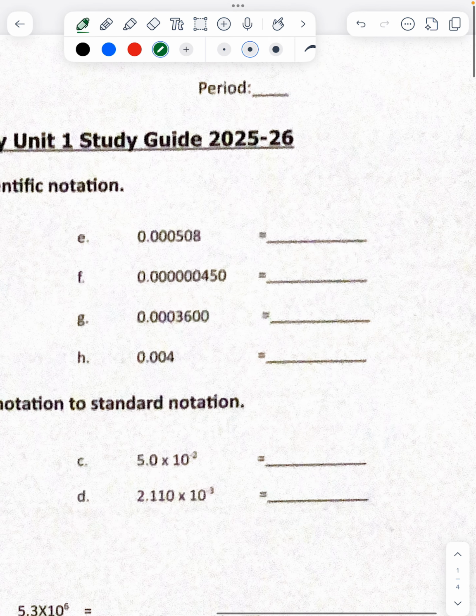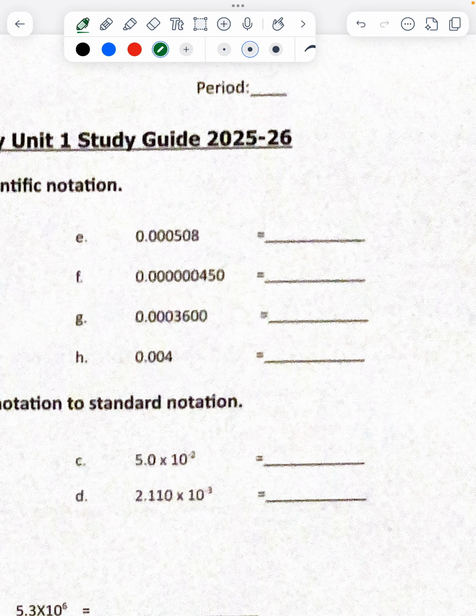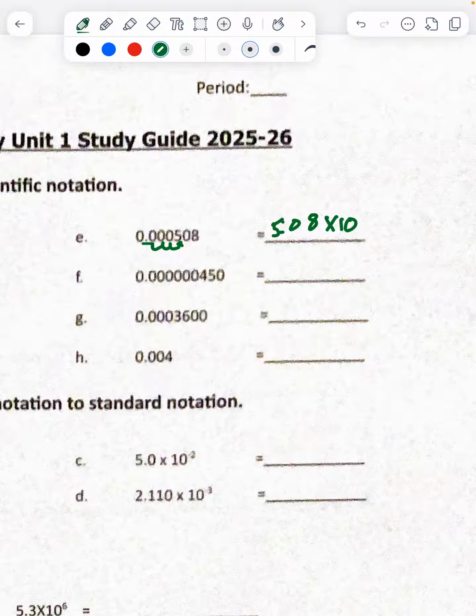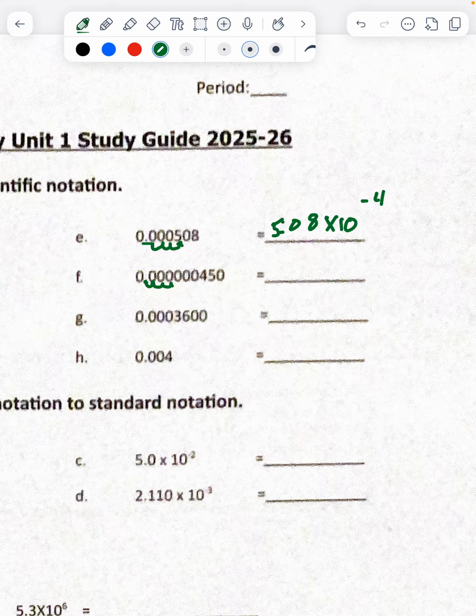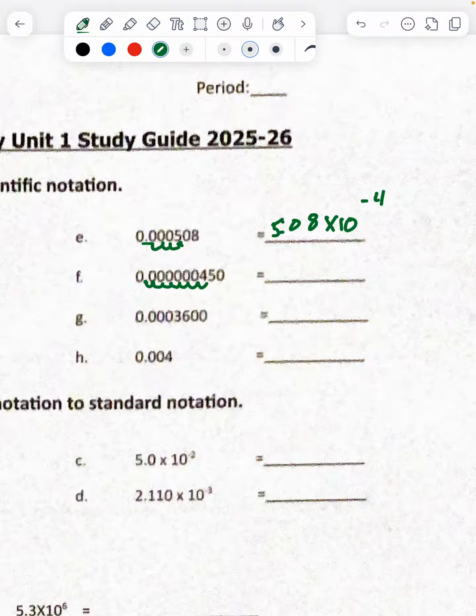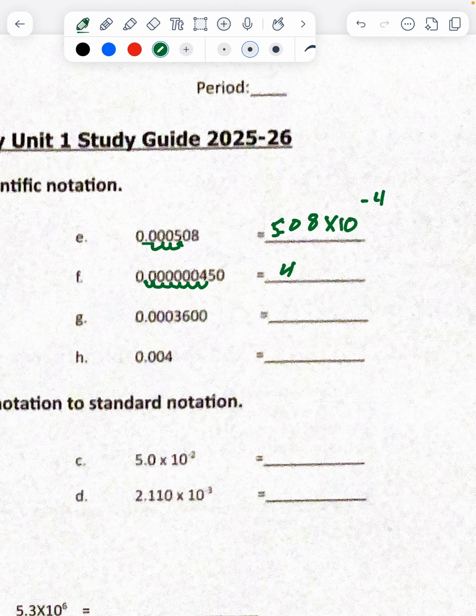Now we're going to do small numbers. Same rule, it has to be a number between 1 and 10. So we're going to start at the decimal and go to the right now: 1, 2, 3, 4 times. 5.08 times 10, and this is a small number, so it's -4. Next one: 1, 2, 3, 4, 5, 6, 7. So 4.5 times 10 to the -7.